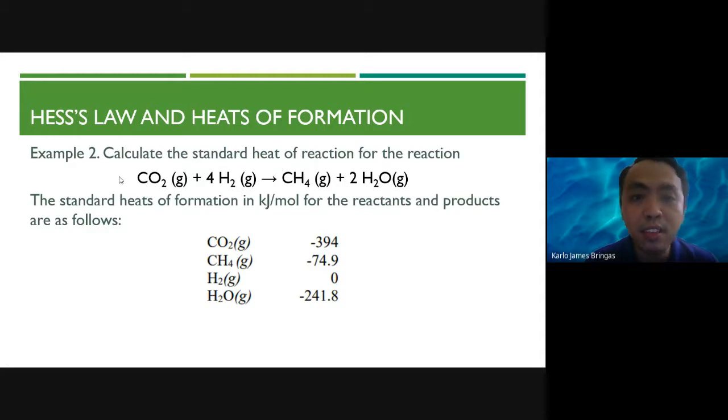So in this particular target equation, we now have the given information. The standard heats of formation in kilojoules per mole for the reactants and products are the following. Carbon dioxide, it's negative 394 kilojoules per mole. CH4, that's negative 74.9. Hydrogen gas has a value of 0. And water gas has a value of negative 241.8. So right away, we can notice na si hydrogen ang naiiba dito because siya is automatically 0.